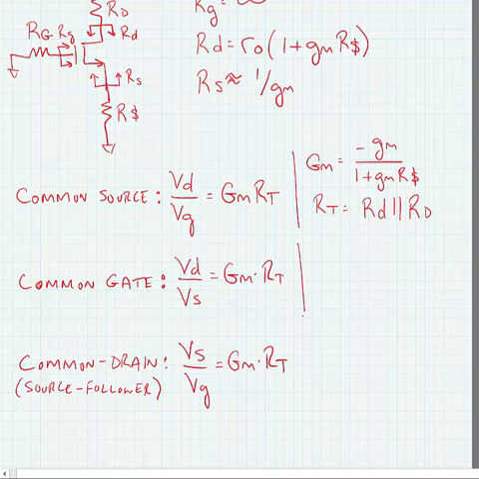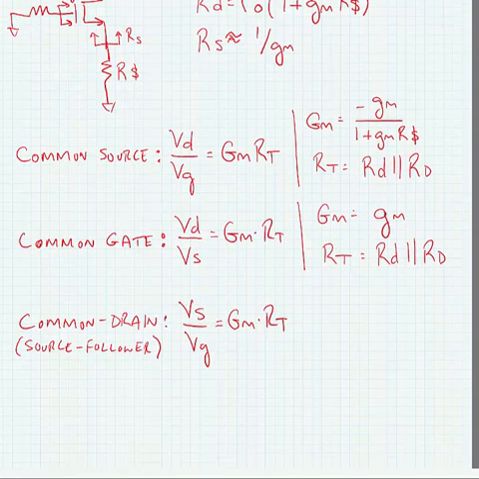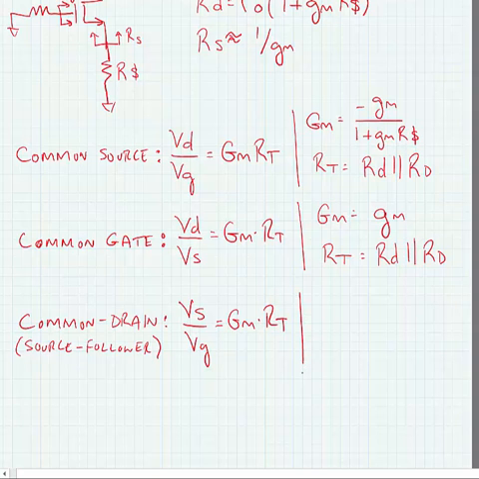When we look at the common gate amplifier, we'll find that big Gm is simply equal to little gm, and R total is equal to the intrinsic resistance at the drain in parallel with the external resistance at the drain. Finally, when we look at our common drain amplifier, we would find that Gm is equal to little gm divided by 1 plus little gm times the resistance connected to the source, and R total is equal to any resistance connected to the source.